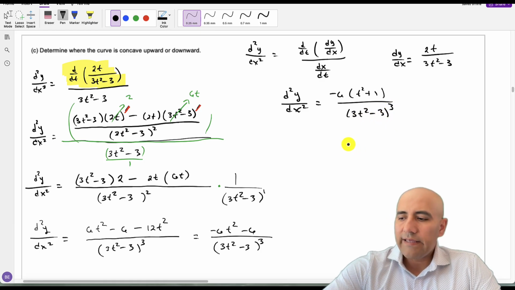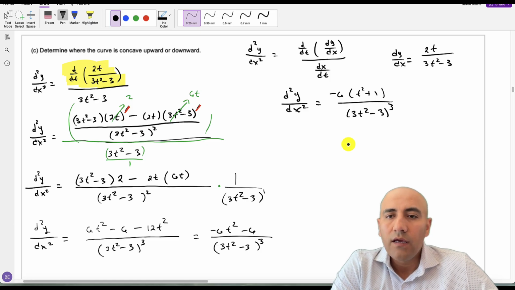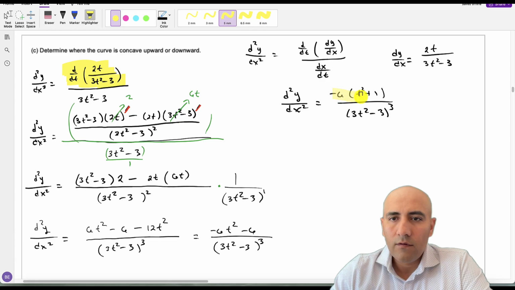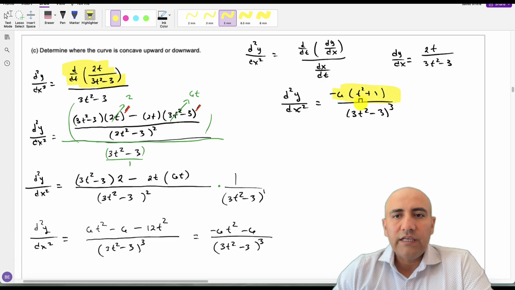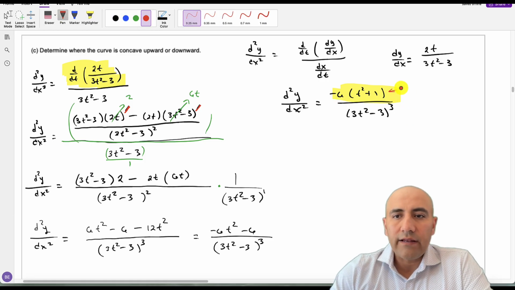Okay, so to establish concavity, we need to figure out when that second derivative is positive and when that second derivative is negative. To do that, we have to break this down in pieces. If we just focus on the numerator alone, no matter what value of t you choose, the answer is always going to be negative, right? Because plus or minus t, any value squared becomes positive, plus 1 is still positive, times a negative 6 becomes negative. So the numerator is always negative, no matter what value of t you choose.